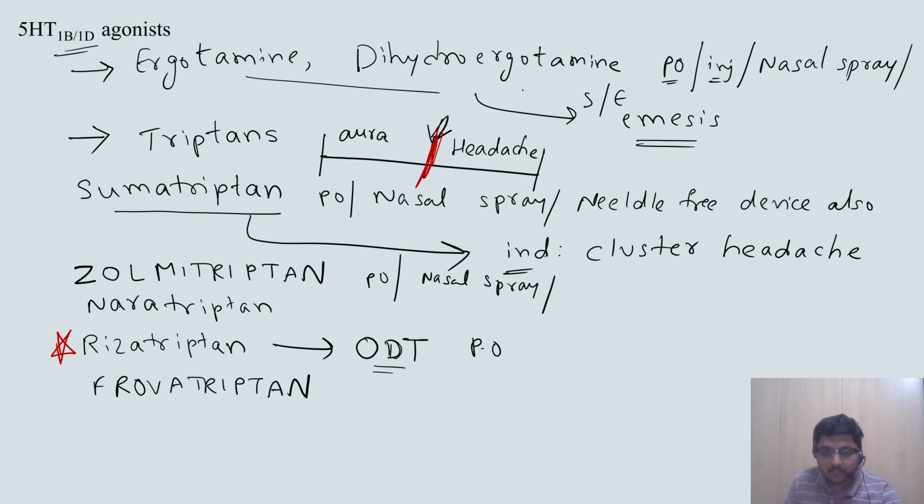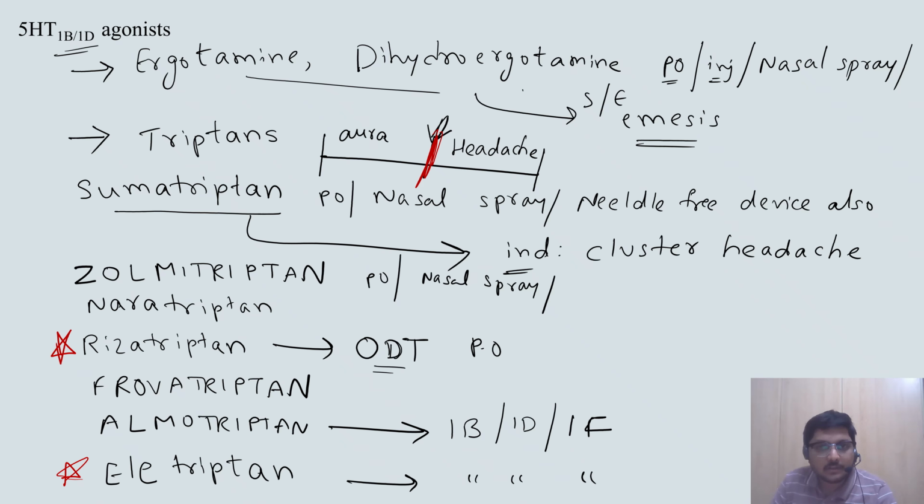What is the special feature of eletriptan? Same thing like almotriptan. It is an agonist on serotonin 1B, serotonin 1D, and serotonin 1F also. I told you rizatriptan is most efficacious, right? And eletriptan is also equally efficacious as rizatriptan. Both are equally efficacious and both have the highest efficacy when compared to all other triptans.